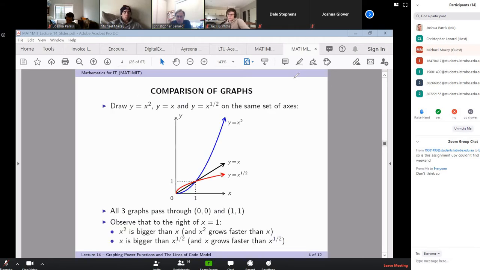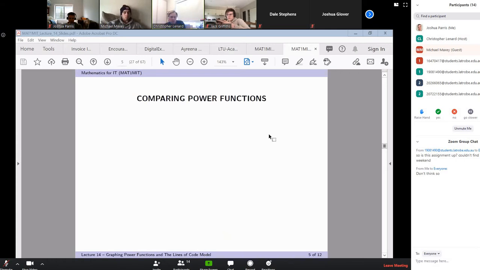What we've just done is actually compare these three power functions. So we're comparing x squared with x and x to the half. And we're saying that x squared is bigger than x, and x is bigger than x to the half, provided x is bigger than 1. So, for all these values of x, we've really done a comparison, which is what's happening in this next slide.